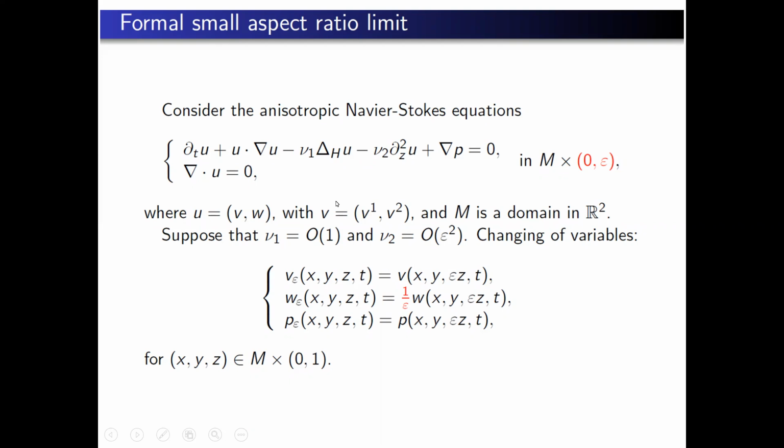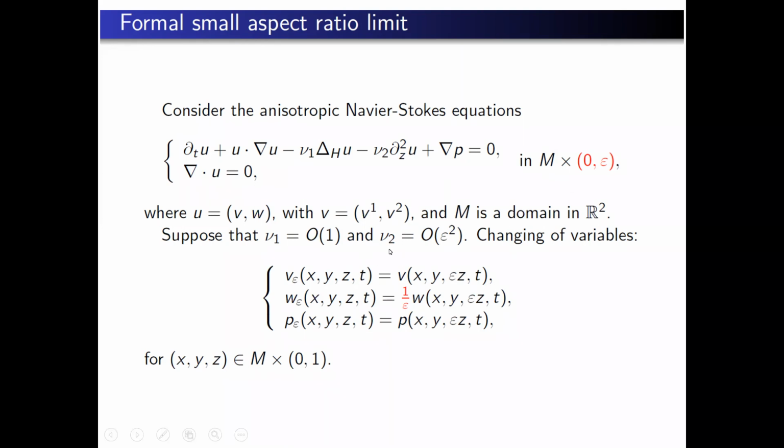So we look for the velocity u, which is (v, w). v has two components, v1 and v2, and M is a domain of order 1 in R^2. Now, we're going to assume that the horizontal viscosity is order 1, and this is reasonable on physical grounds. I don't want to talk about it. And the vertical viscosity is epsilon squared. This is more or less reasonable, but it is a mathematical assumption, because the exponent 2 here was for our earlier result, and one can play with that, changing the exponent and seeing what we can get. I will talk about that later.